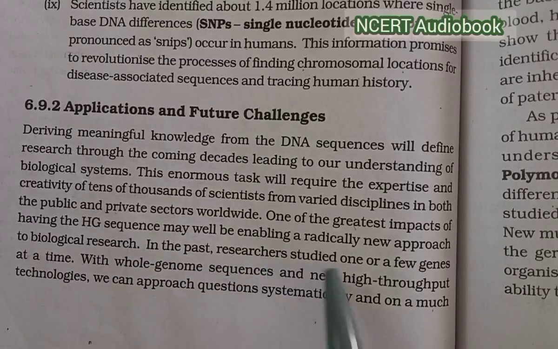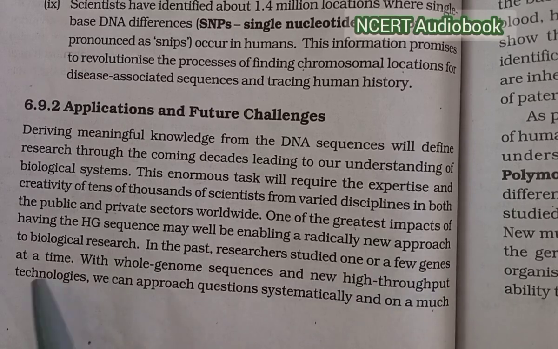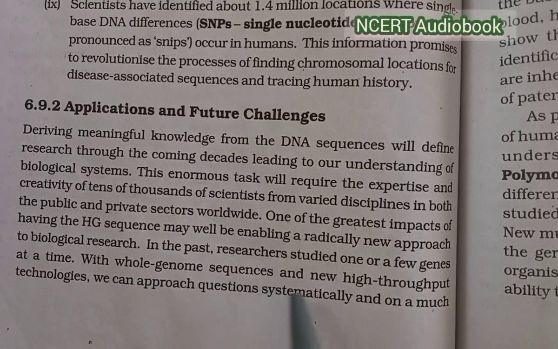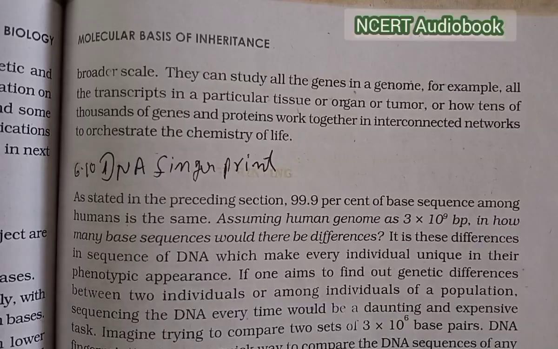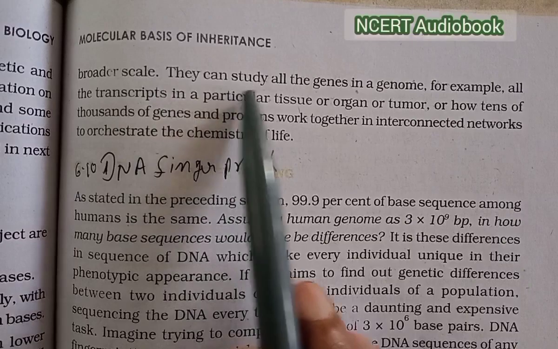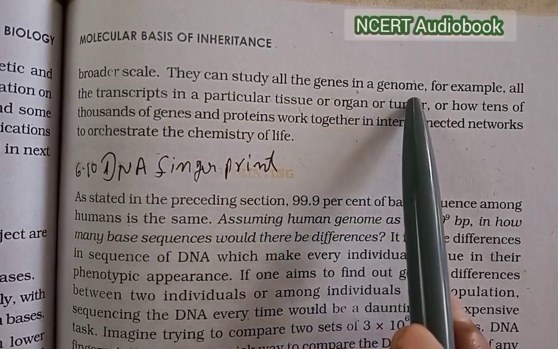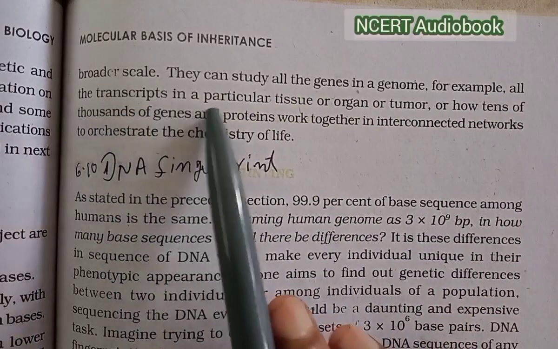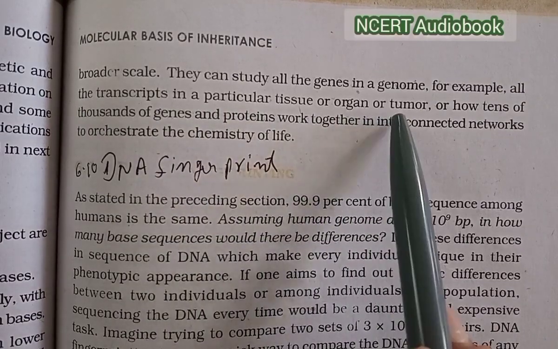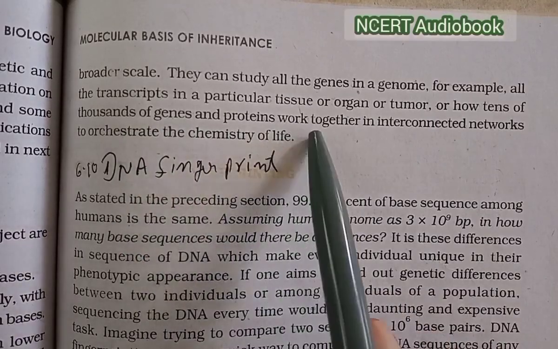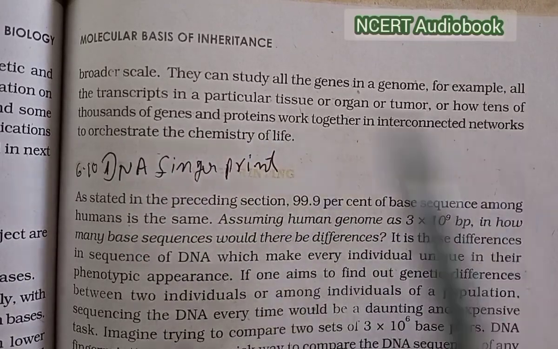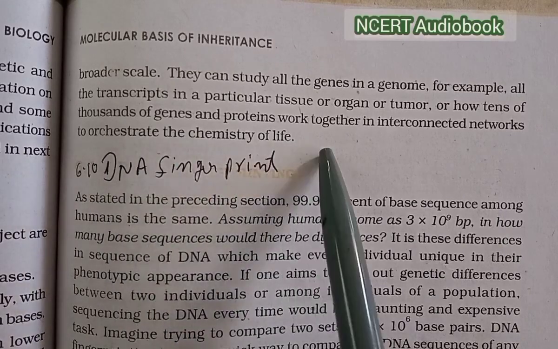In the past, researchers studied one or a few genes at a time. With the whole genome sequence and new high-throughput technologies, we can approach questions systematically and on a much broader scale. They can study all the genes in a genome, for example, all the transcripts in a particular tissue or organ or tumor, or how tens of thousands of genes and proteins work together in interconnected networks to orchestrate the chemistry of life.